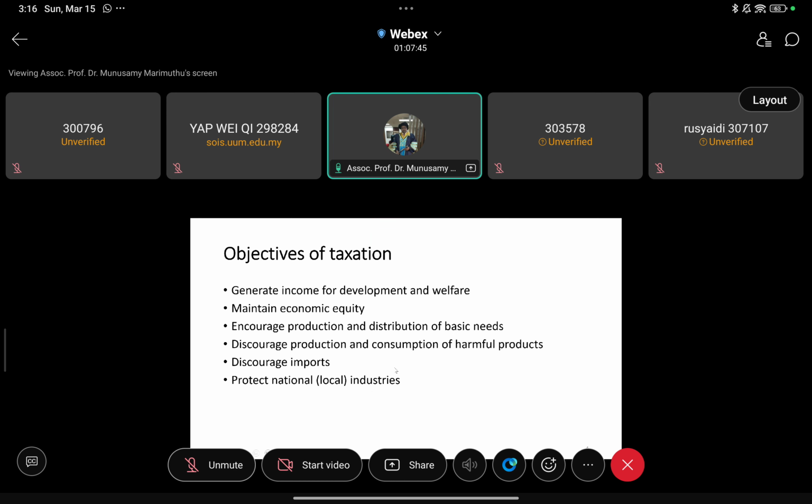So if you read, all these are important for a country. That's the objective of taxation. So basically, the objective of taxation is to collect tax, okay, and distribute to the rakyat. Of course, in doing so, we need to produce many things here.